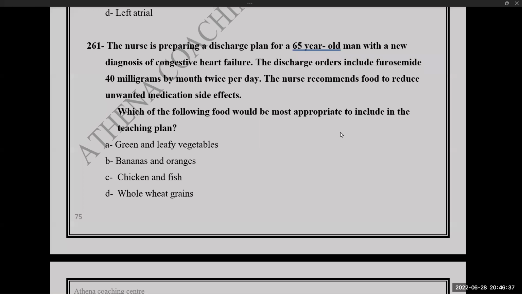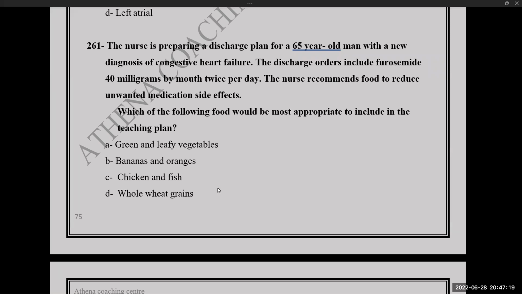Here the first option is green leafy vegetables, second is banana and orange, third is chicken and fish, and fourth is whole wheat grain. As I said, the side effect of furosemide is hypokalemia as well as hypotension. So you can provide a potassium rich diet. Out of these, the potassium rich diet is the second option, banana and orange. Very good, exactly. So the answer for this question is B.